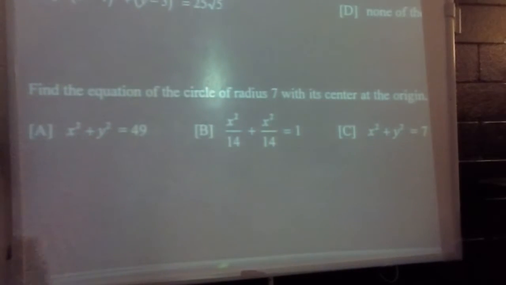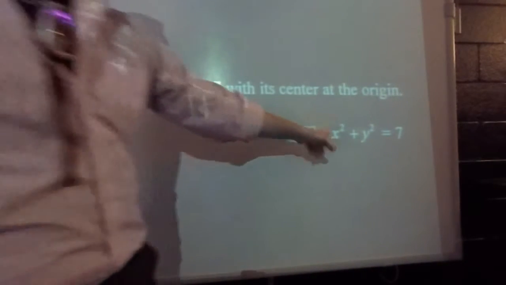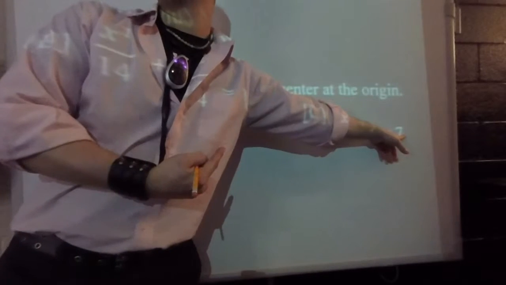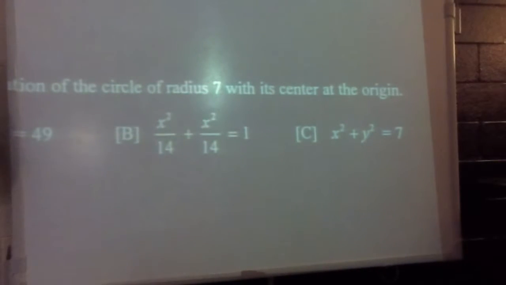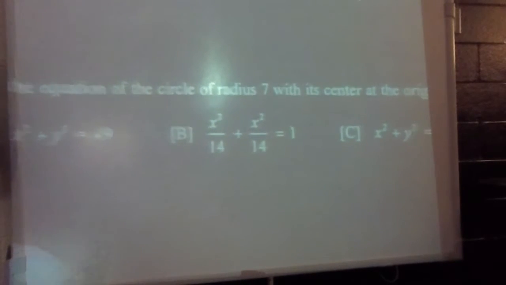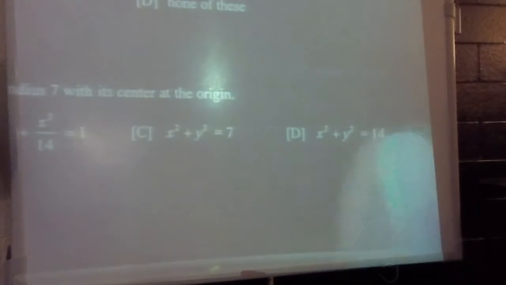What's wrong with C though? That'd be the whole thing. X squared plus y squared equals 7. What's wrong with that? You can't square root 7 squared. Yeah, we don't want 7 in there. If the radius is 7, we don't want 7 in our equation. What do we want? 49. 7 squared or 49. Also notice that D, they said 14. That's not what we want.